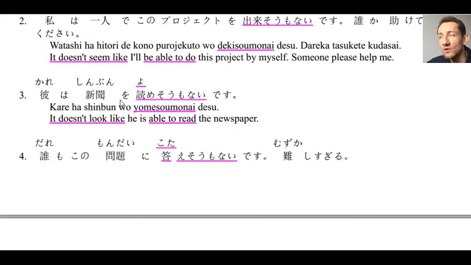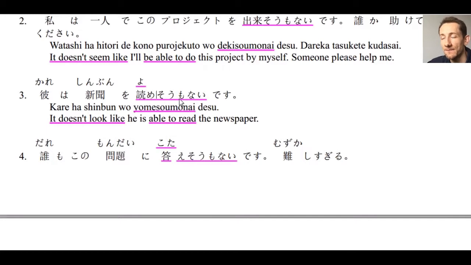Number three, 彼は新聞を読めそうもないです。So here we have the potential form of our verb 読む. We have 読めます, which means to be able to read. So we aren't just stuck with using the regular form; we can also use the potential form. 読めそうもない. Doesn't look like he will be able to read.